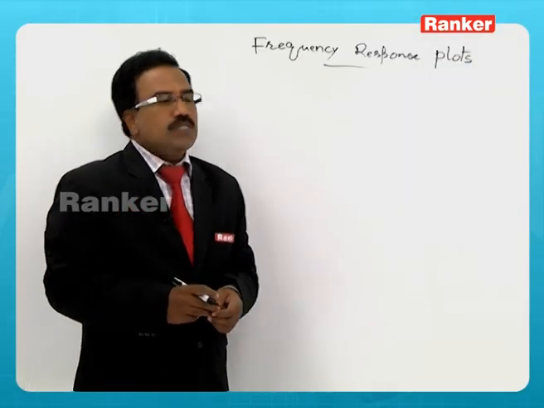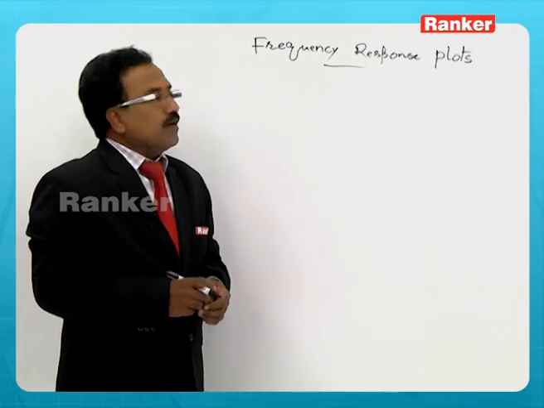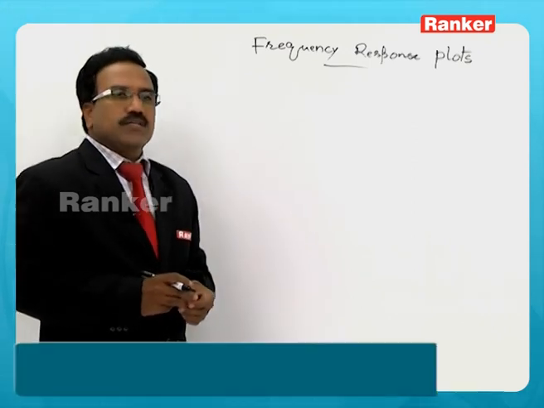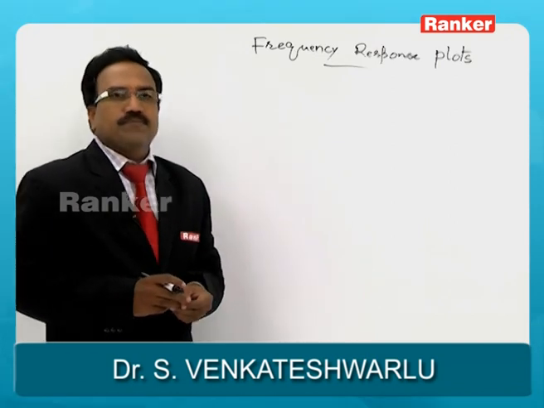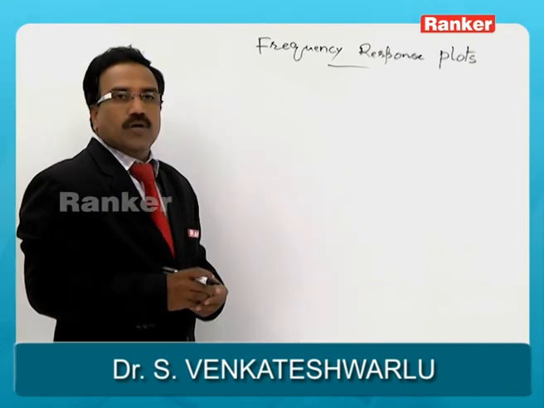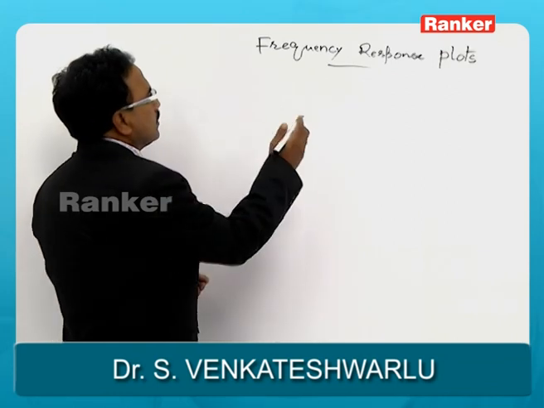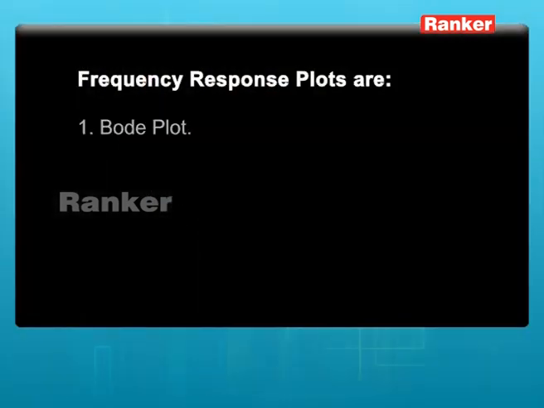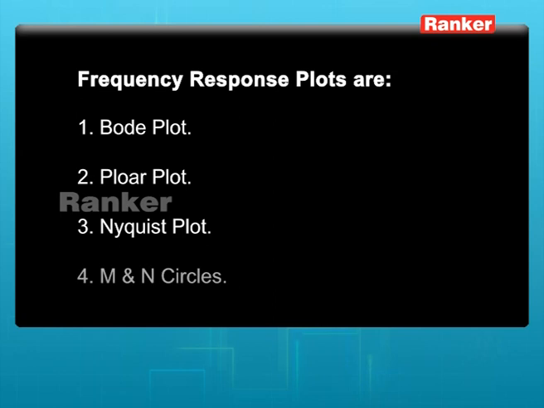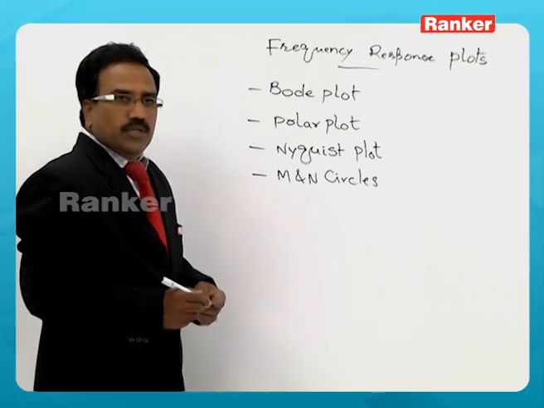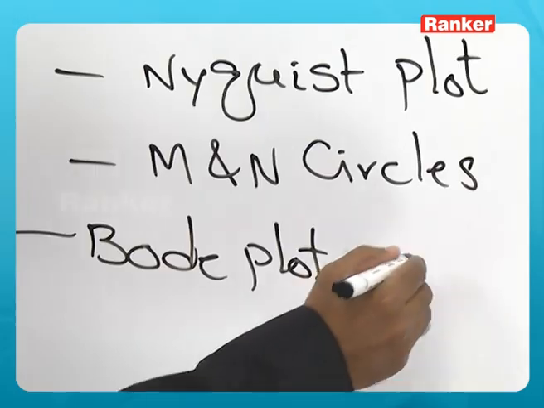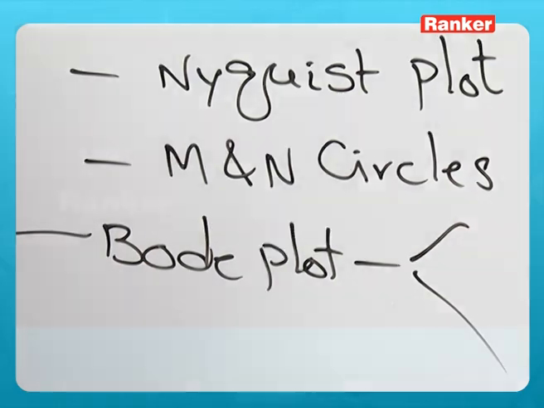Frequency response plots are being drawn for any given system to determine the relative stability. The various plots that come under frequency response plots are Bode plot, polar plot, Nyquist plot, M and N circles, etc. Bode plot basically consists of two plots.